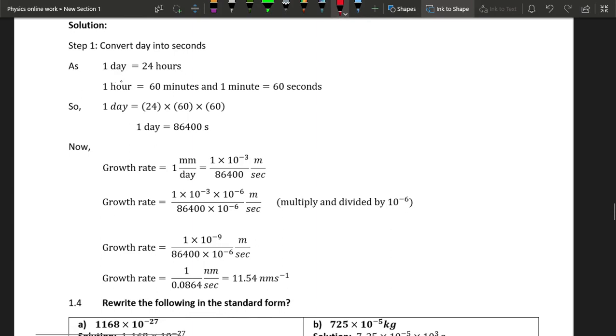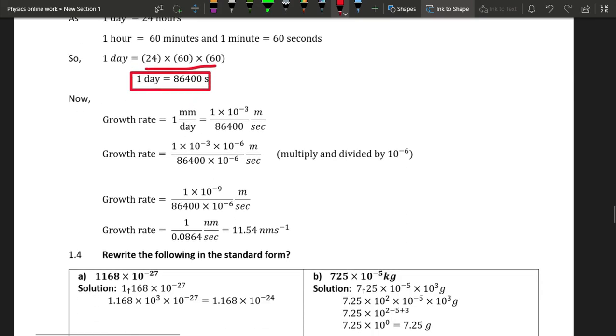As we know that 1 day equals 24 hours, and each hour is of 60 minutes and each minute is of 60 seconds. So 1 day equals 24 into 60 into 60. When we multiply these three values, we get 86,400 seconds. So each day has 86,400 seconds.